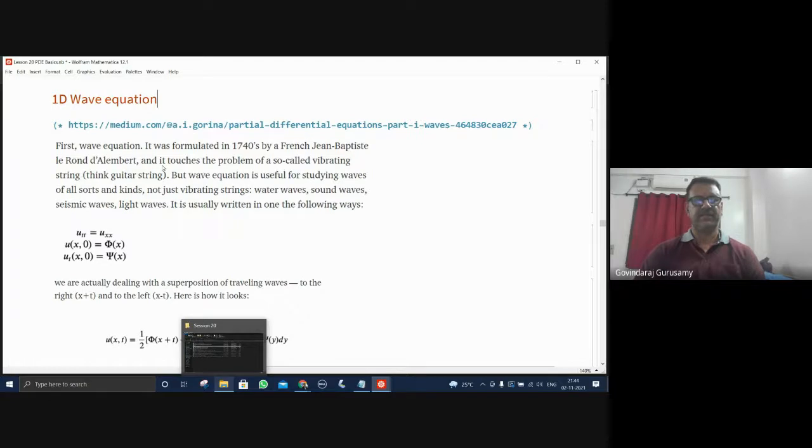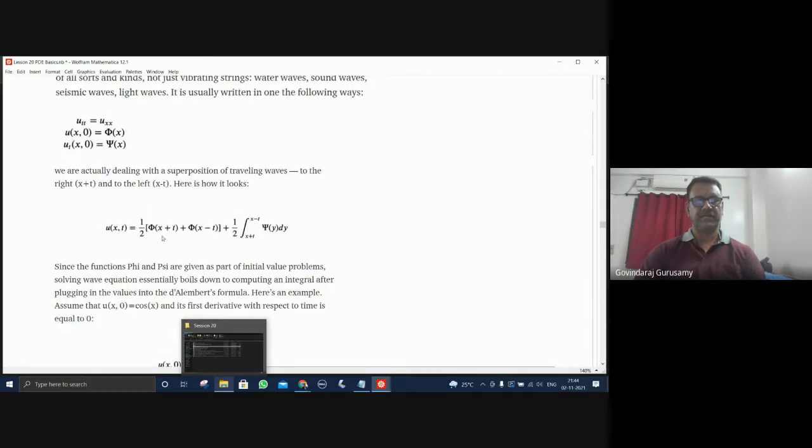D'Alembert has given the solution. Initially he said that it can be a superposition of wave solutions, which can also be a solution to this equation, where you have phi of x plus t, phi of x minus t, plus this integral over x minus t to x plus t. There's some printing mistake here. That doesn't matter. So depending on these conditions, you can apply either this or this. Then the corresponding solutions can be obtained.